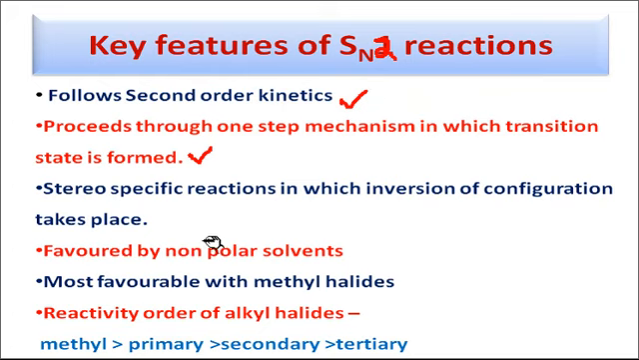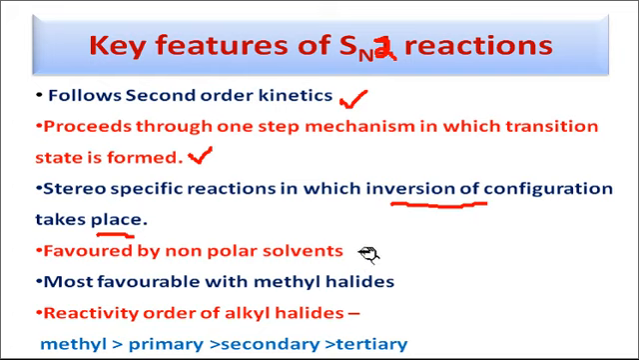The SN2 reactions are stereospecific reactions in which inversion of configuration takes place because the attack of the nucleophile and the departure of the leaving group take place in the same step. That is why the only possibility of attack of the nucleophile onto the carbon center is from the backside of the leaving group. Hence, inversion of configuration takes place, and this is known as the Walden inversion.